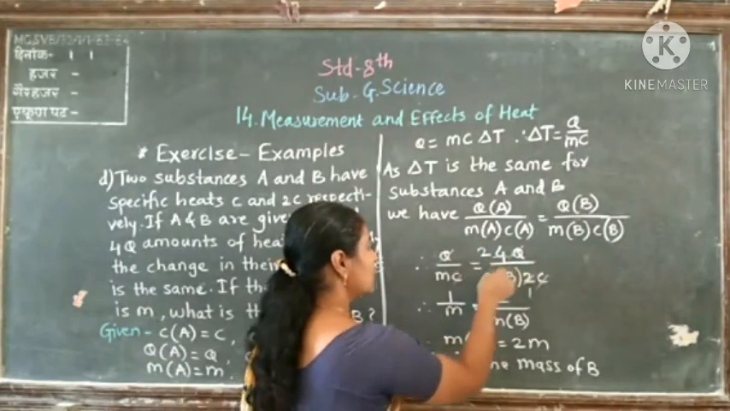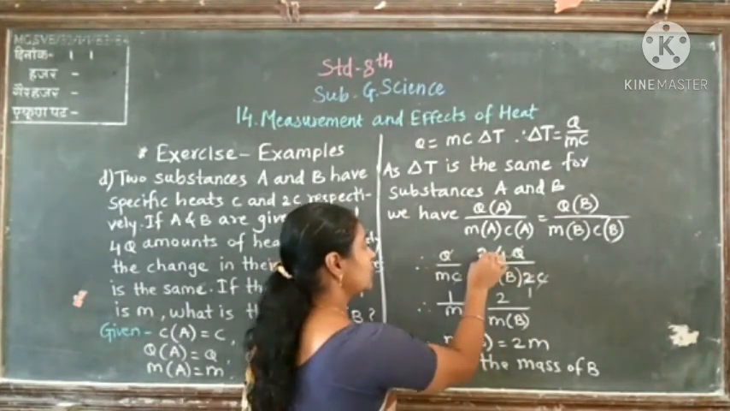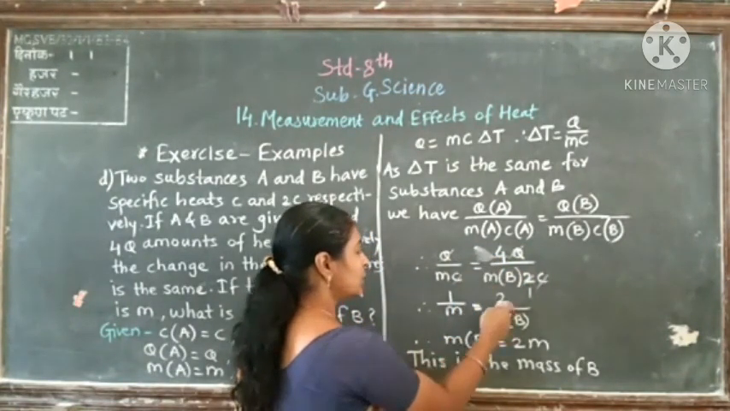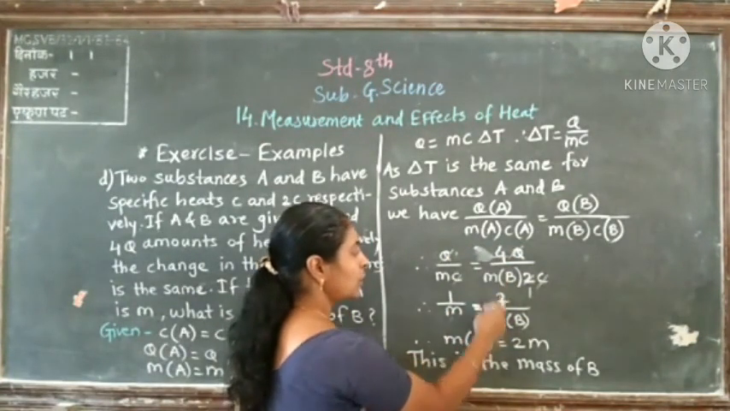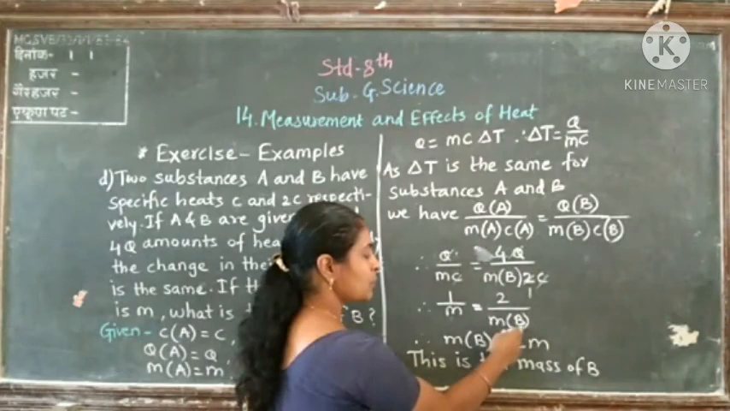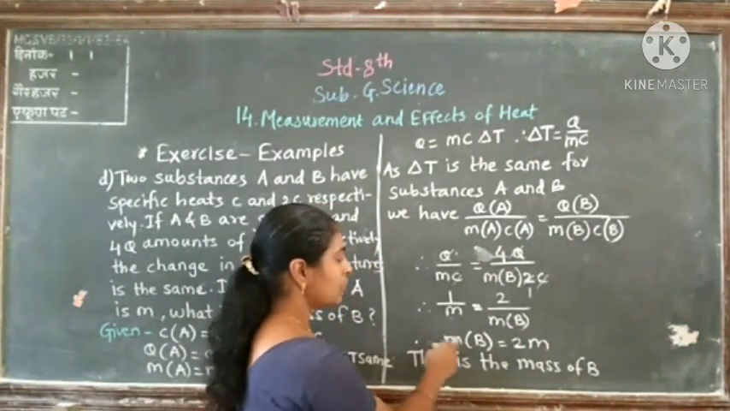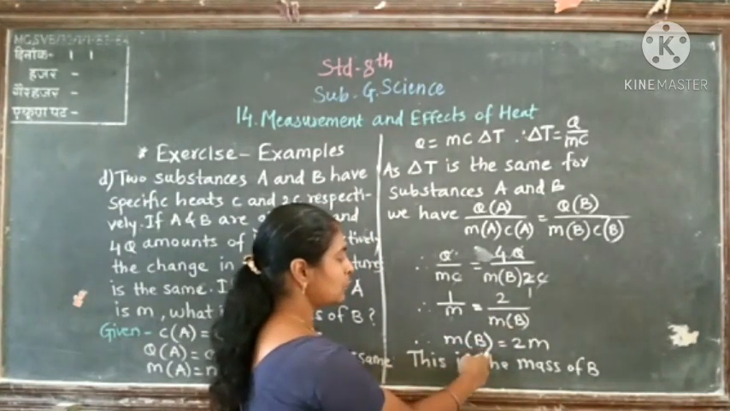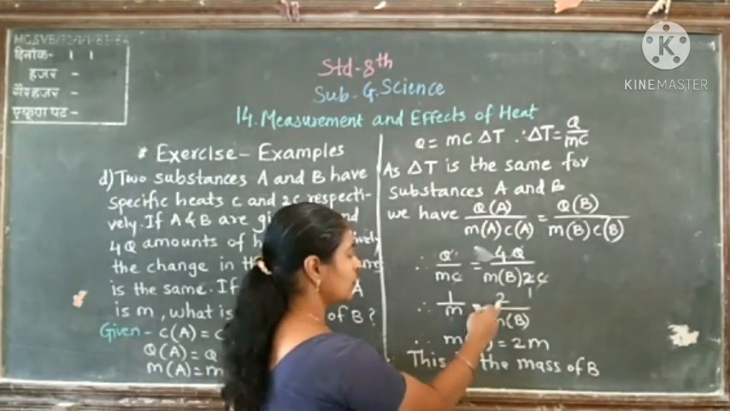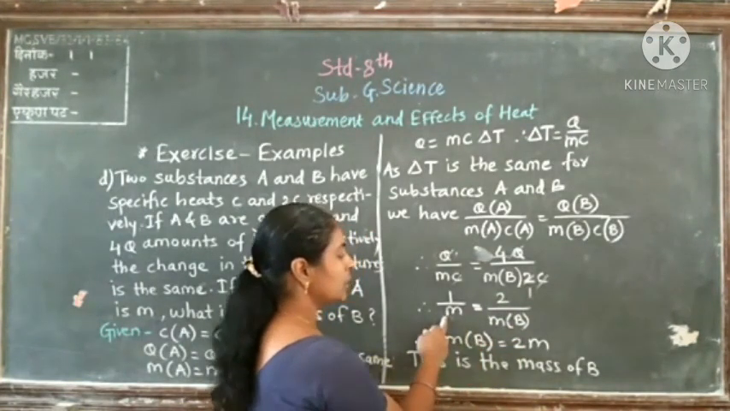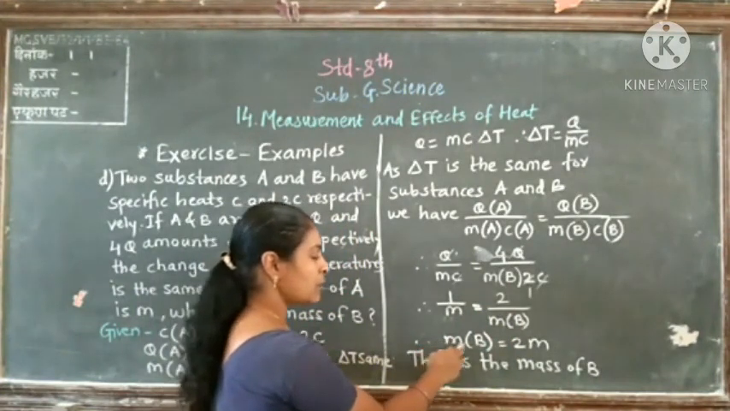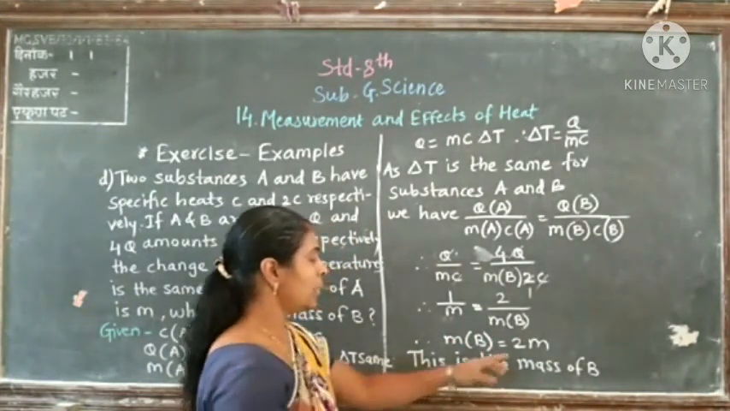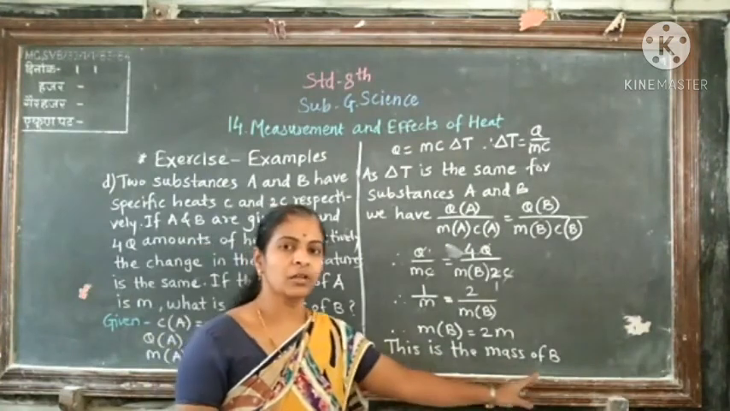So these also get cancelled. And it will give you 2. So that is given here. The 1 upon M is equal to 2 upon M mass for B. And therefore mass for B is equal to 2 upon M. हे 2 काय झाले, इकडे आले आणि मग ते किती होते, 2M होते. So therefore mass for B is equal to 2M. And therefore this is the mass for B.